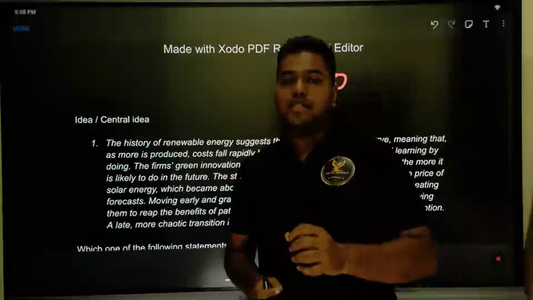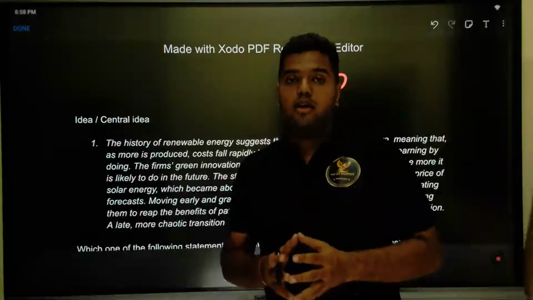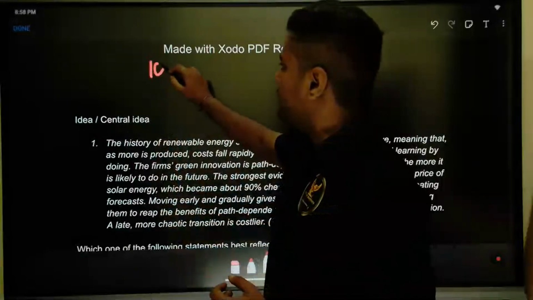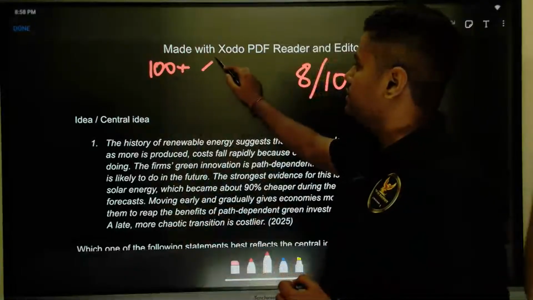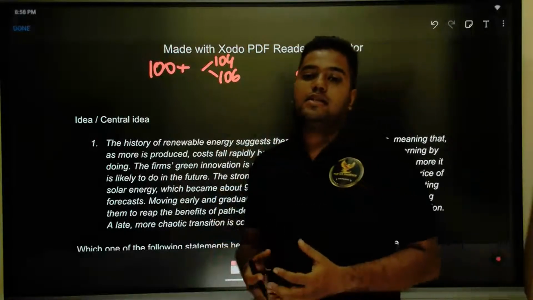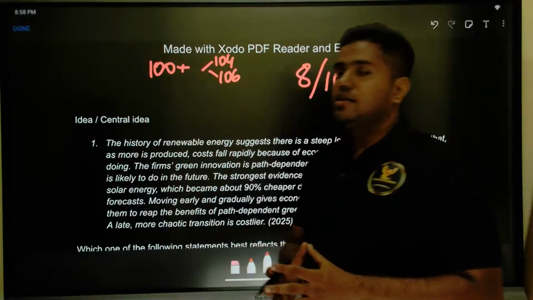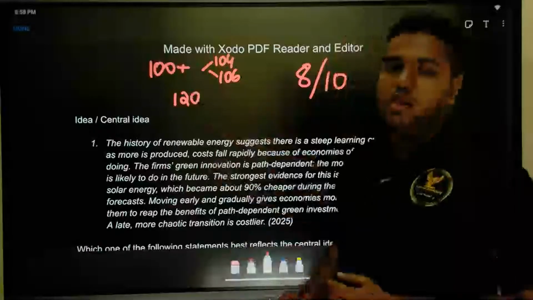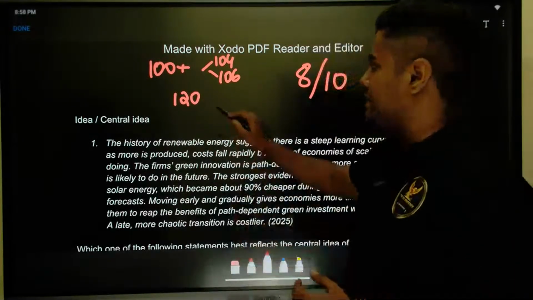What if I tell you there is a simple strategy or method which you can incorporate to get more than 100 plus in CSAT, like me and my friends used to do? We have got 104, 106, 112 such marks in CSAT following this strategy. What is that strategy? Suppose you have 120 minutes in the exam hall. I want you to bifurcate this 120 minutes into three sections.